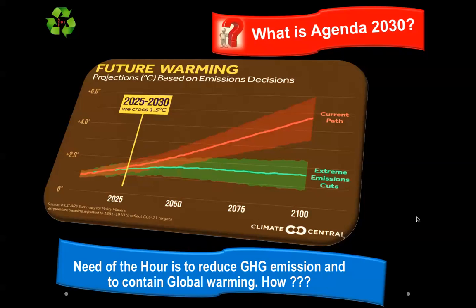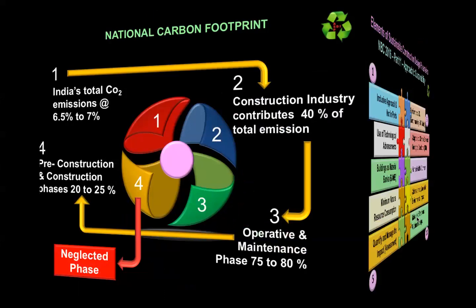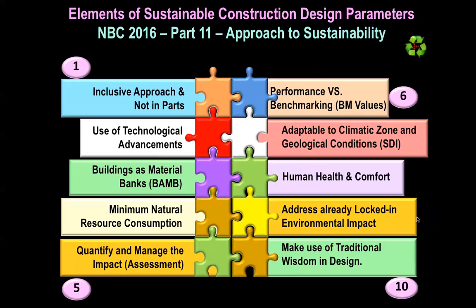See, an increase in average global temperature of approximately 1 degree causes about 1 meter of sea level rise. Now, coming back to the national and global carbon footprint, India is responsible for about 7% of greenhouse gas emissions, and the construction industry is responsible for about 40% of the total emission. So this is not very important. This is known to everybody. And let me come back to the very important aspect of what the National Building Code talks about.